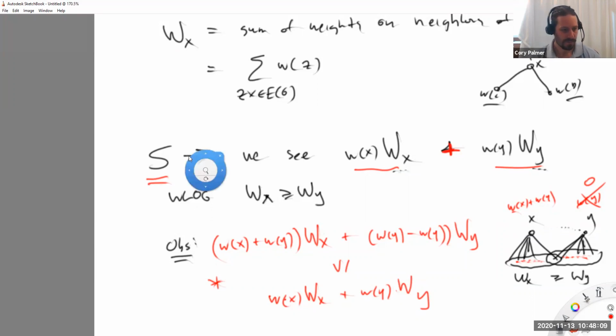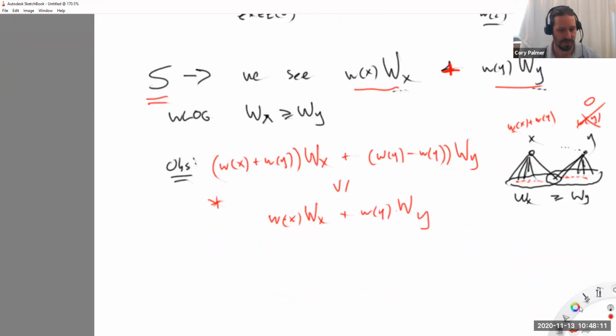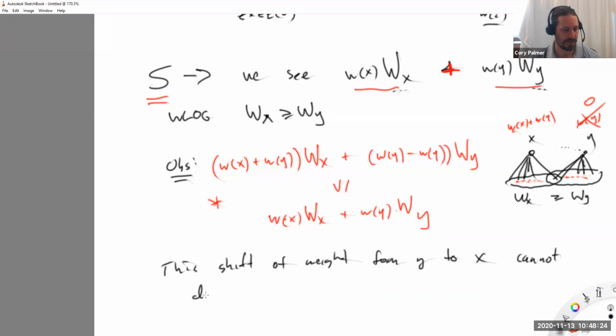Okay? So this shift of weight from y to x cannot decrease s. Okay? It's crucial here that wx and wy are not adjacent to each other. Okay? If they're adjacent to each other, this observation doesn't hold.